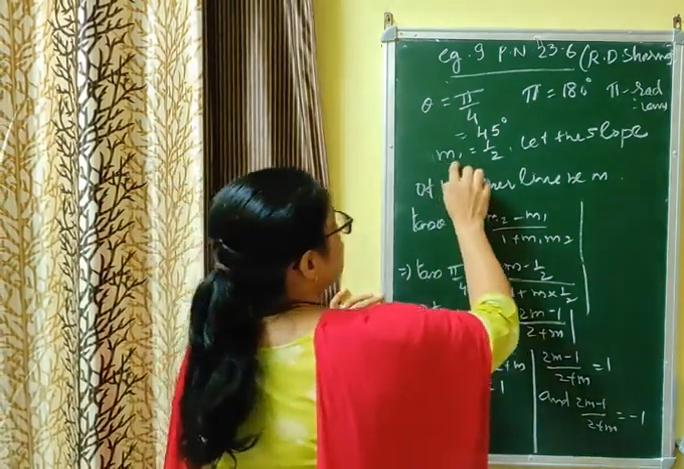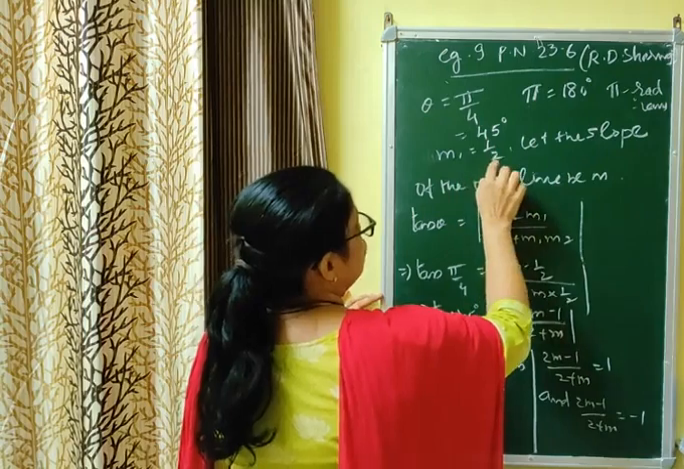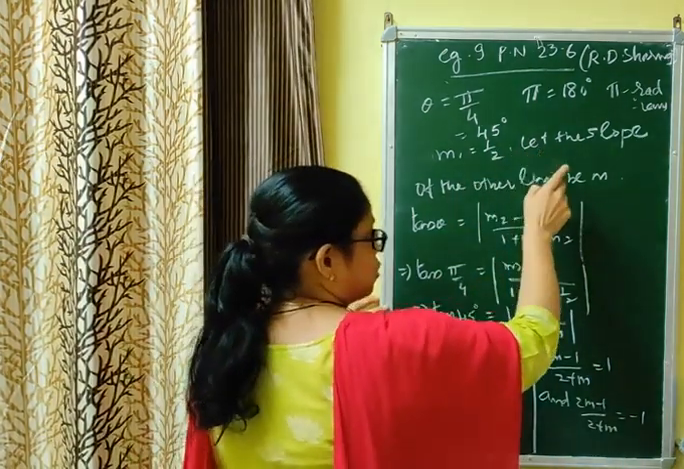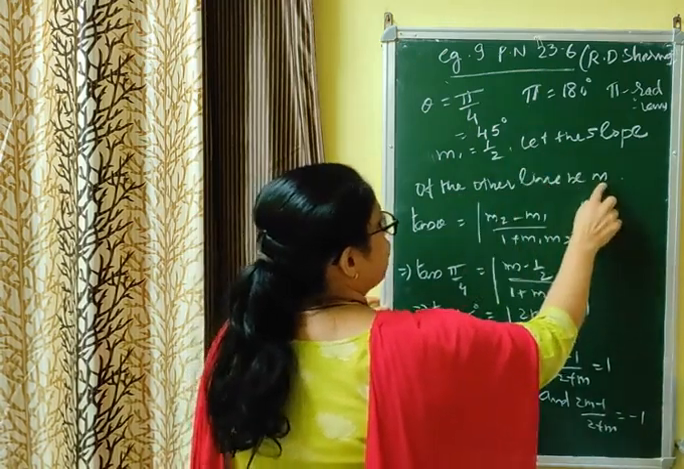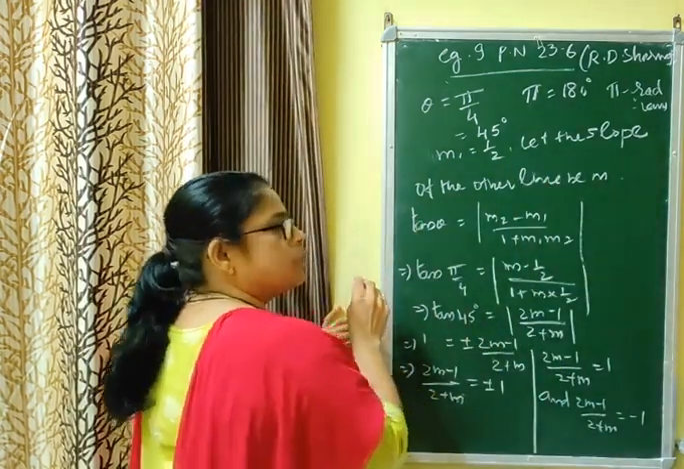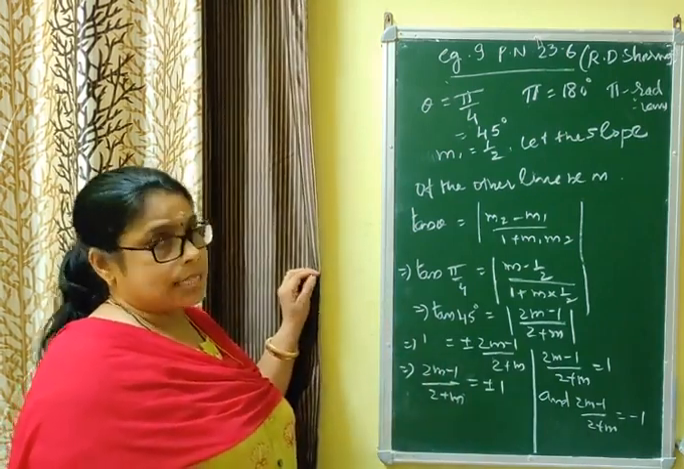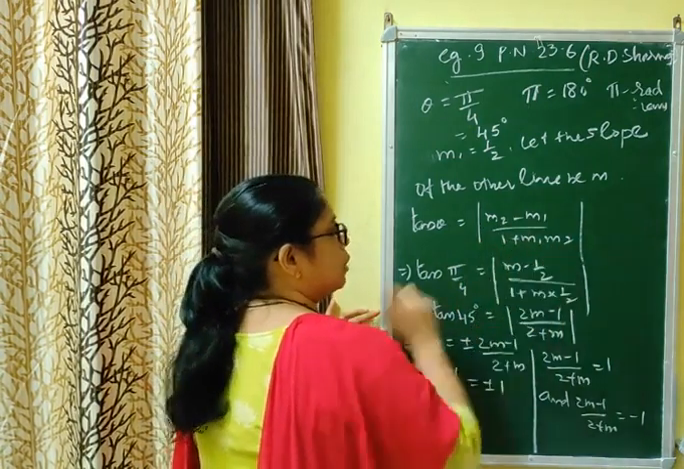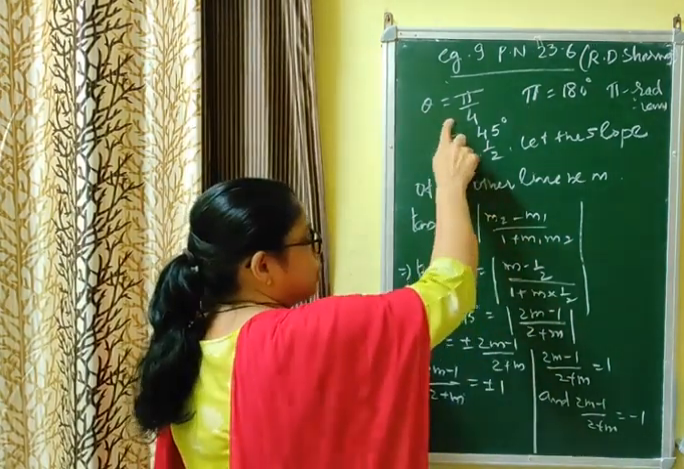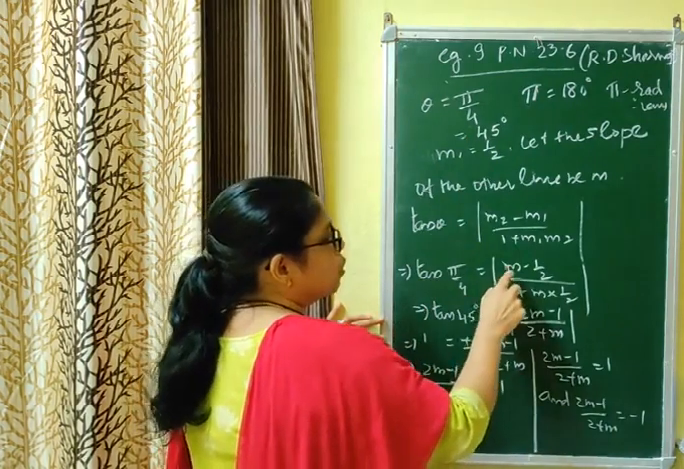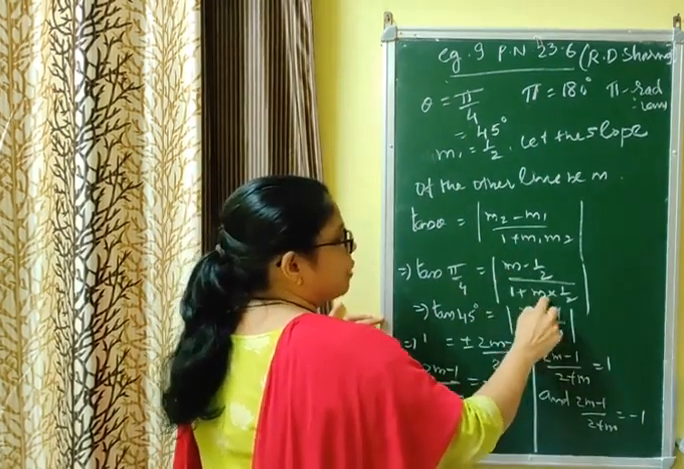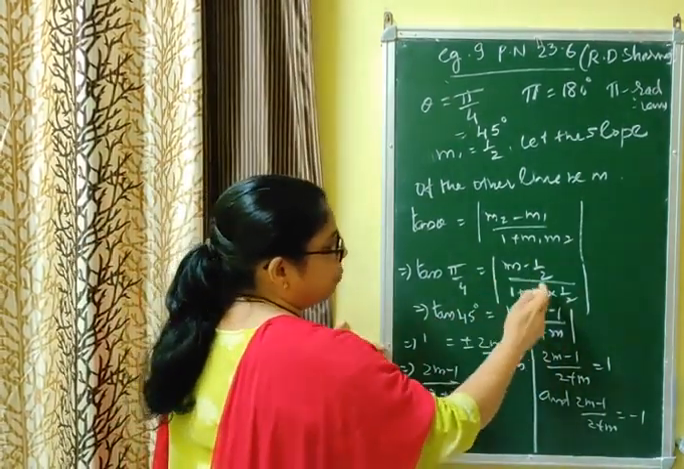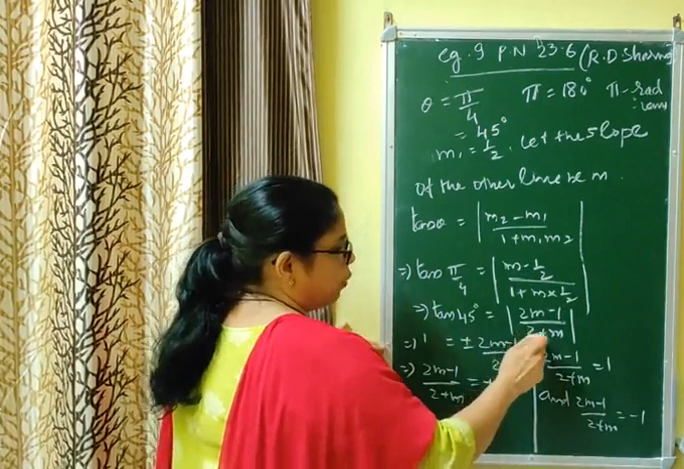Now you are given that the slope of one line, say m1, equals 1 by 2. You are asked to find the slope of the other line. For that, it is better to assume the slope of the required line to be small m. Now you know that the angle between two lines whose slopes are m1 and m2 is tan theta equals mod of m2 minus m1 upon 1 plus m1 m2. By putting the values as per the given question, tan pi by 4 equals mod of m minus 1 by 2 upon 1 plus m into 1 by 2. That is, tan 45 equals mod of 2m minus 1, by taking LCM, upon 2 plus m.